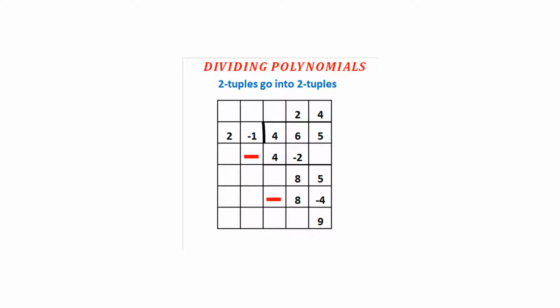Then we say how many 2's go into 8? 4. So now we do 4 times 2 comma negative 1. That's 8 comma negative 4. We subtract. The 8's go away, and we have 5 plus 4 is the remainder 9.